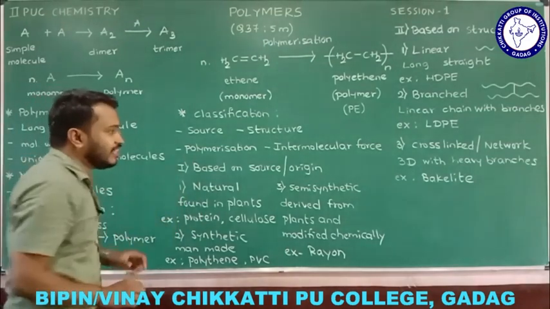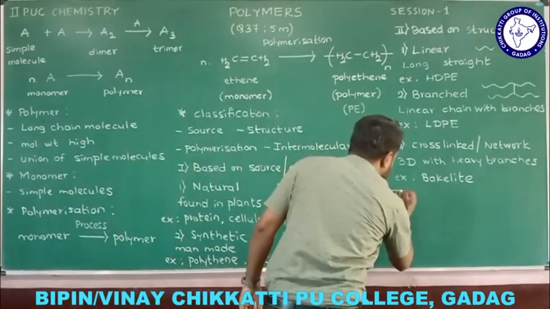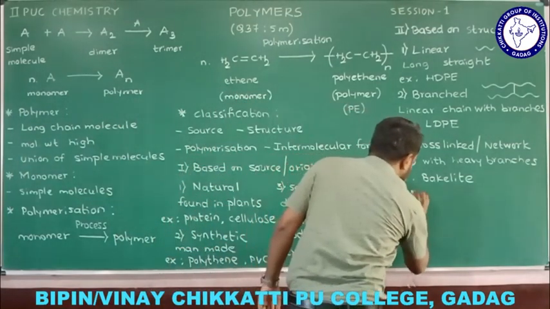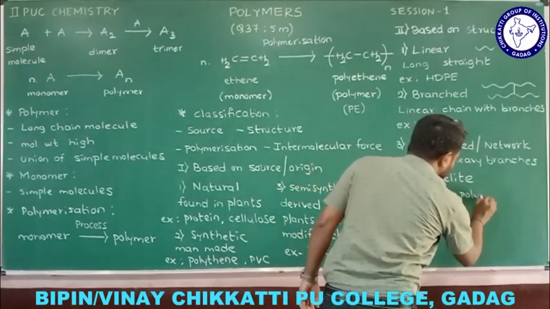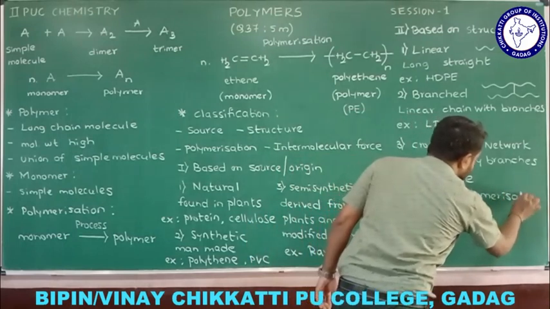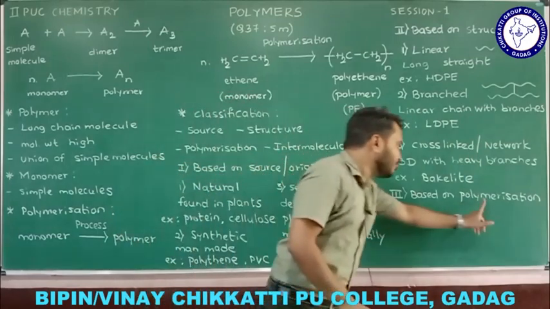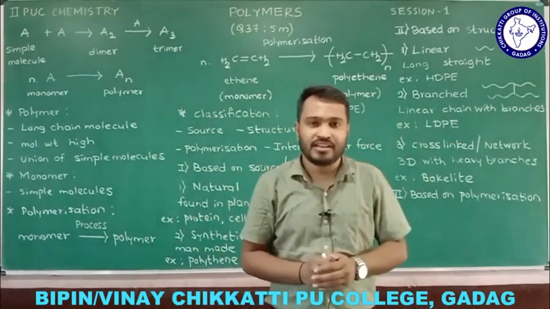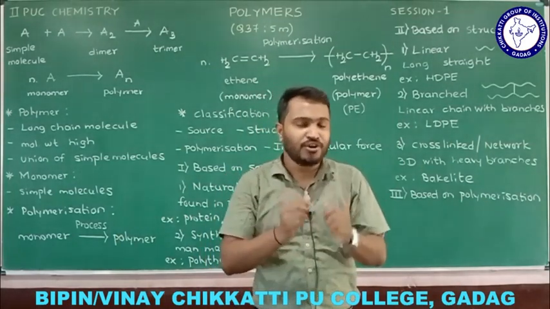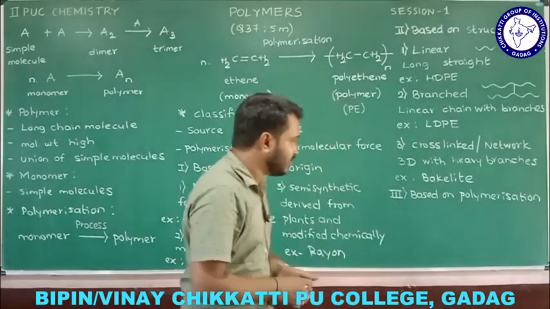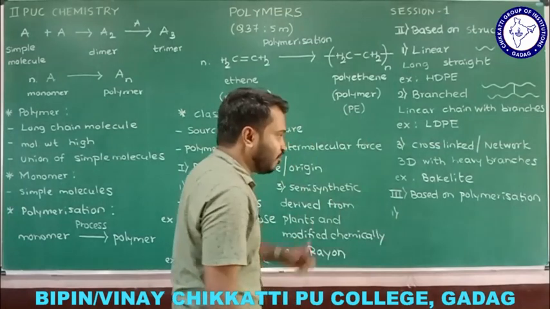The third one we'll see is based on polymerization. So let me write that one. The third one will be based on polymerization. And now you know what polymerization stands for. The process of converting monomer into polymer, we call it polymerization, the process or the method. And here the polymers can be classified based on the polymerization.